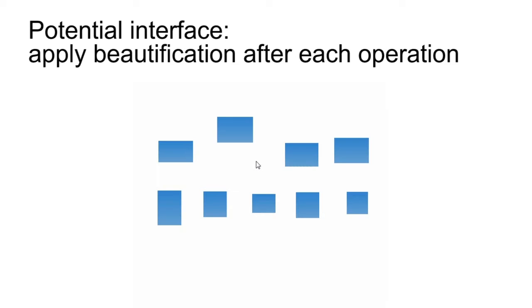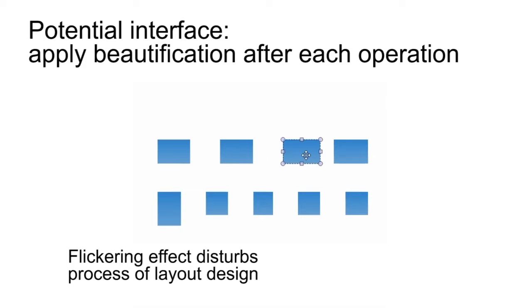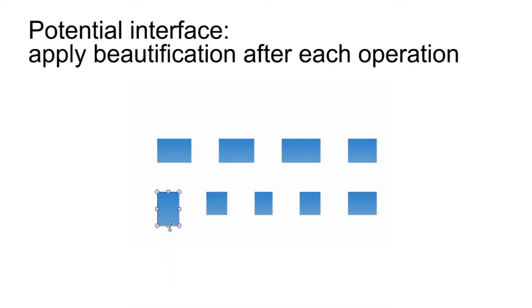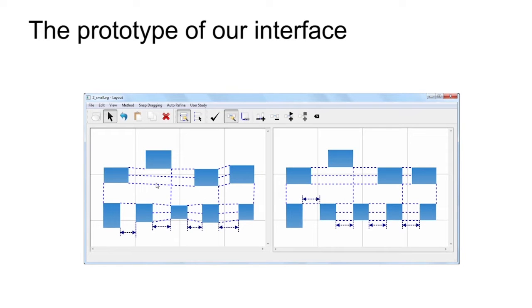A potential interface is to automatically apply beautification after each operation. However, the intermediate beautification results may distract the user from editing the elements. In addition, the falsely inferred constraints, which can be considered as ambiguities, may prevent the user from specifying the desired relations. We present a novel user interface to address these problems.